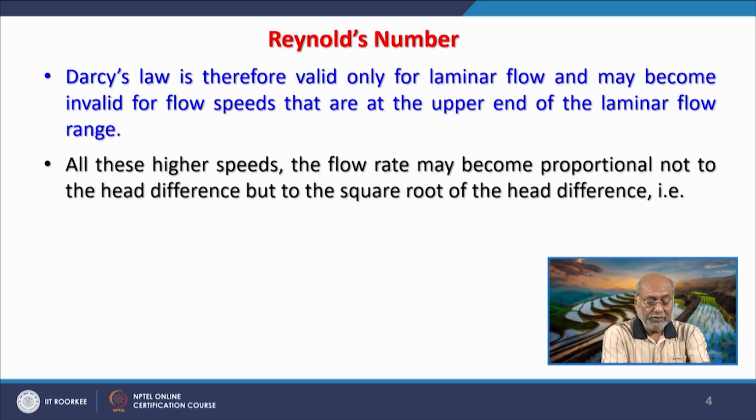At these higher speeds, the flow rate may become proportional not to the head difference, but to the square root of the head difference, and that will be Q, the discharge, equal to the square root of H over L. L is larger here.